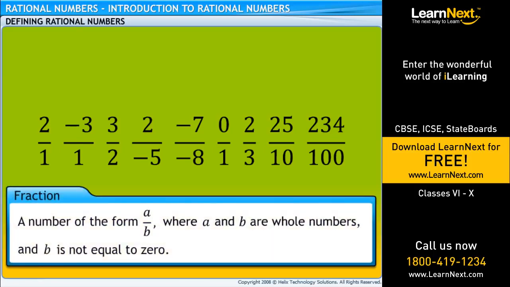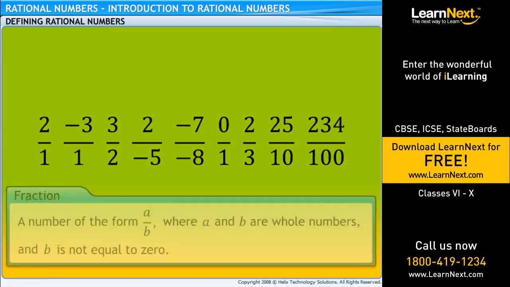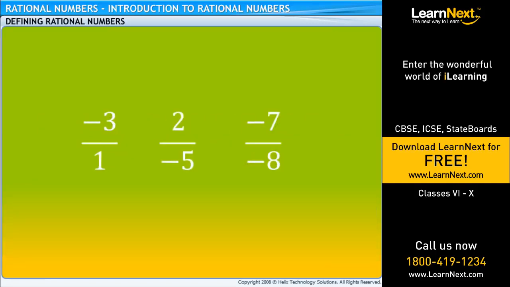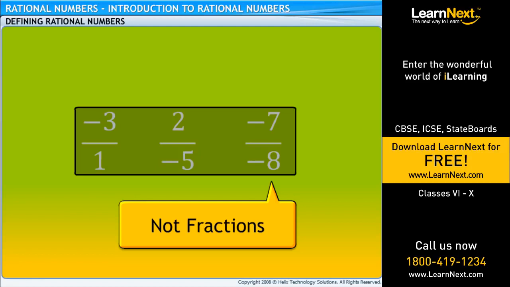Let's recall our understanding of fractions. Fractions are a collection of numbers of the form a divided by b, where a and b are whole numbers and b is not equal to 0. But some of these numbers are made up of negative integers. In the first number, the numerator is a negative integer. In the second, the denominator is a negative integer. While in the third number, both the numerator and the denominator are negative integers. By definition, these numbers cannot be called fractions.